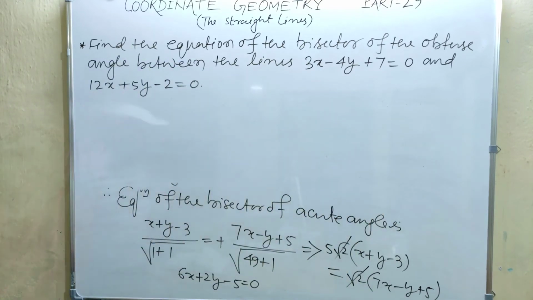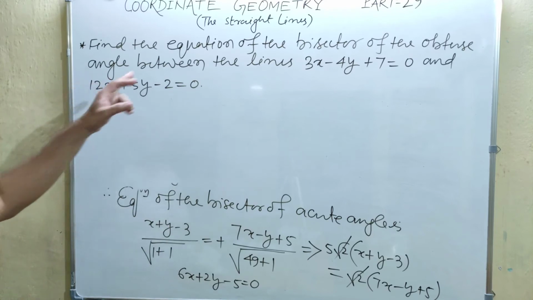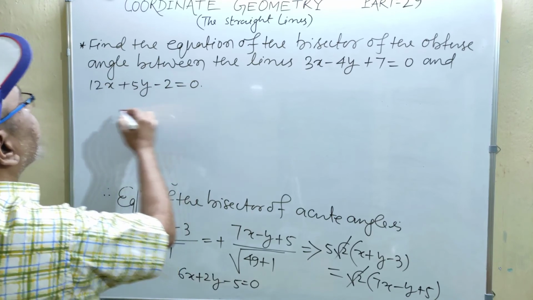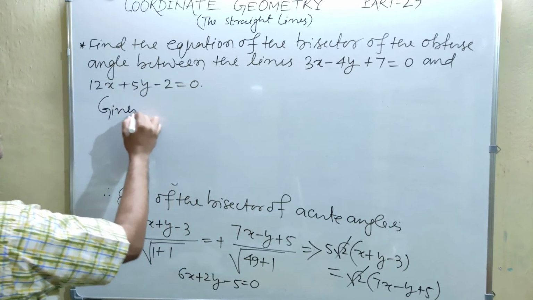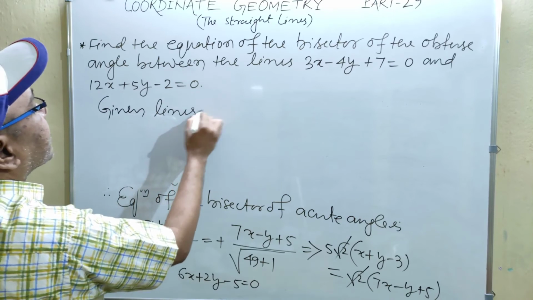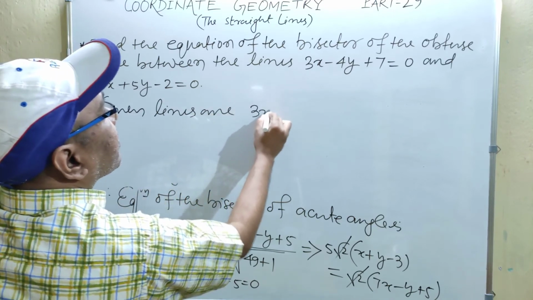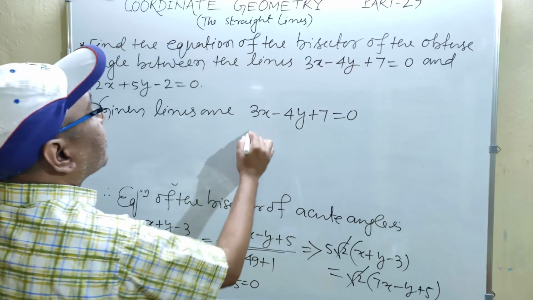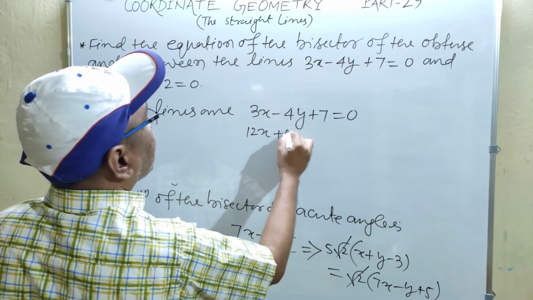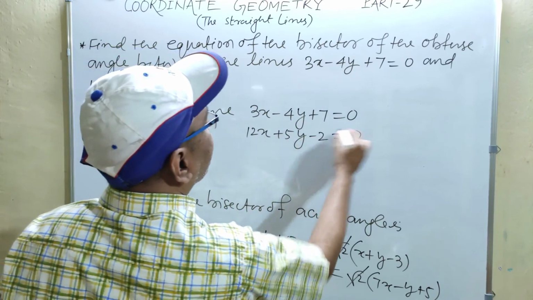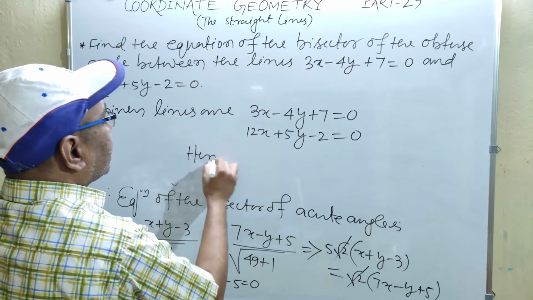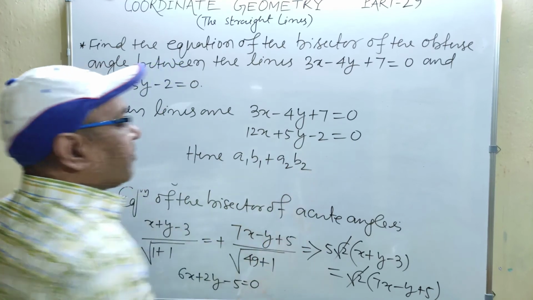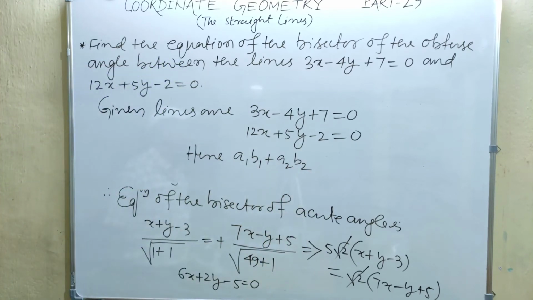Now come to this question. The question is, find the equation of the bisector of the obtuse angle between the lines. You will write simply, the given lines are 3x minus 4y plus 7 equal to 0 and 12x plus 5y minus 2 equal to 0. So we find here the same a1 b1 plus a2 b2. ये चीज निकालेंगे. Whether this is positive or negative, that we have to see first of all.